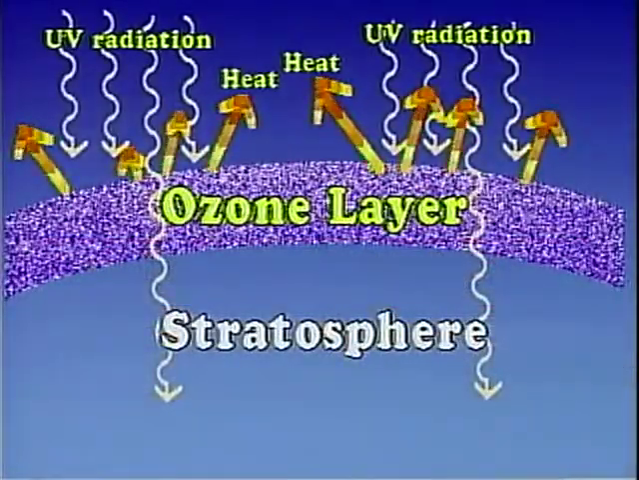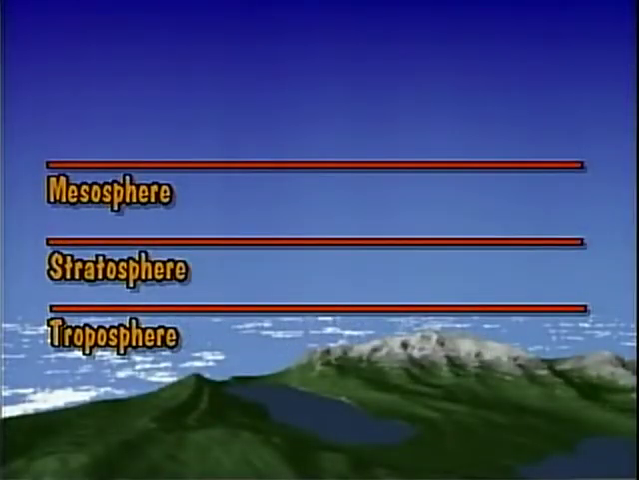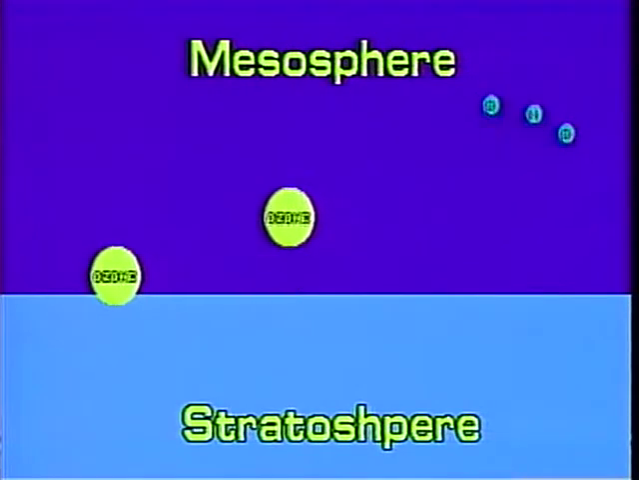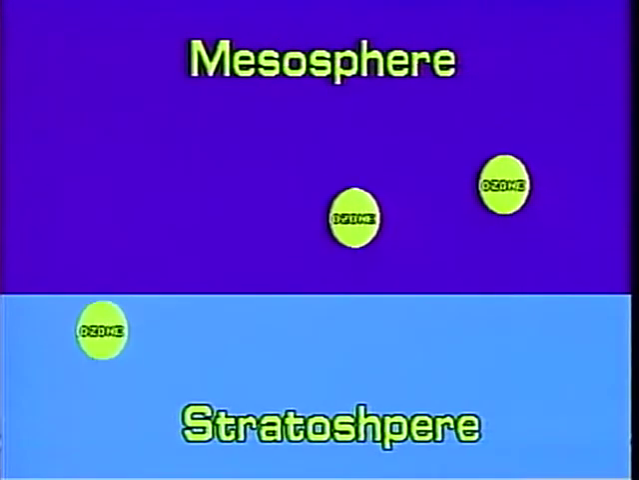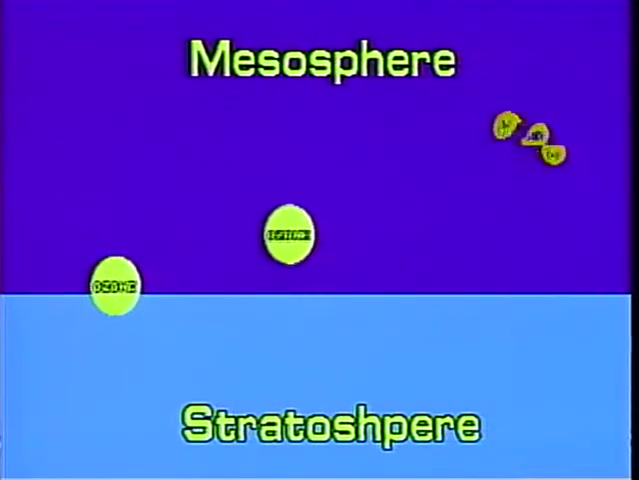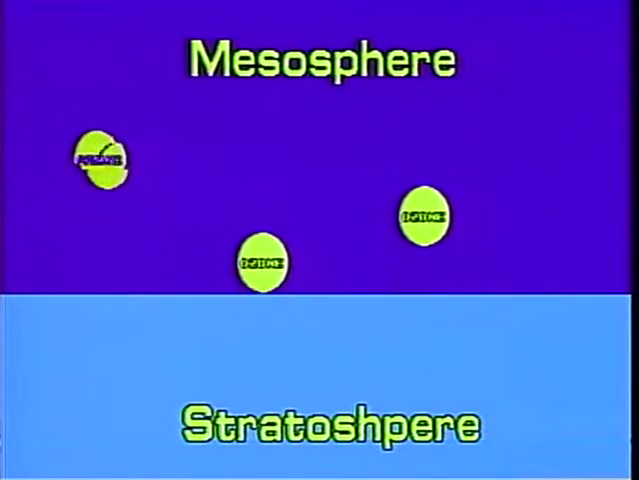The upper portion of the ozone layer spills into the mesosphere. In this layer of the atmosphere, the sun's radiation breaks down ozone molecules into free oxygen atoms. It is in this layer of the mesosphere that the ozone layer ends. The temperature then drops steadily as the altitude increases.